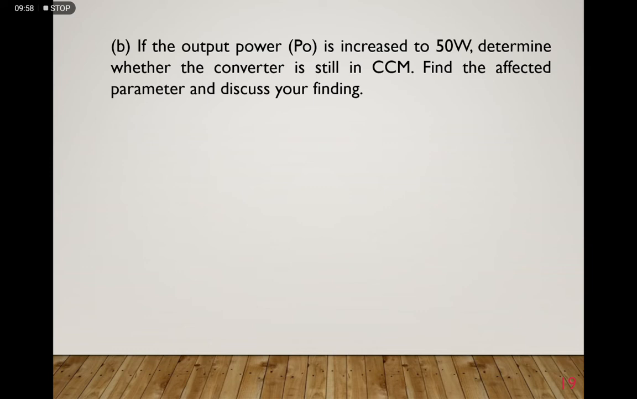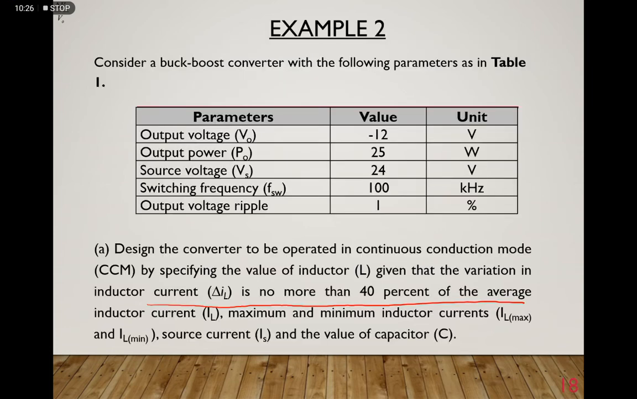And then in part B, if let's say that the output power is increased to 50 watt, you need to determine whether the converter is still operated in CCM or not. Then you need to find the affected parameters and discuss your finding. In this question it just mentions that the output power is increased to 50 watt. You need to refer to this table. So the output power is increased to 50 watt in part B. The rest is not being affected; the rest will maintain the same in part B.